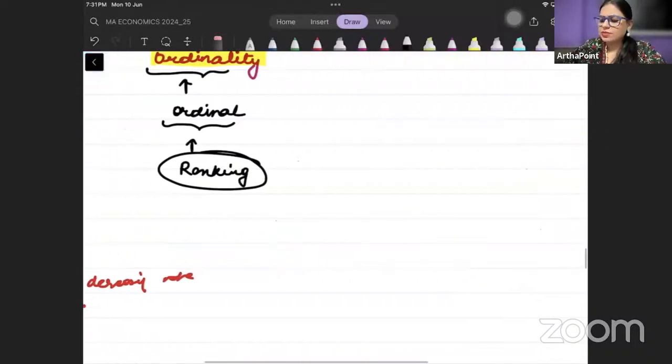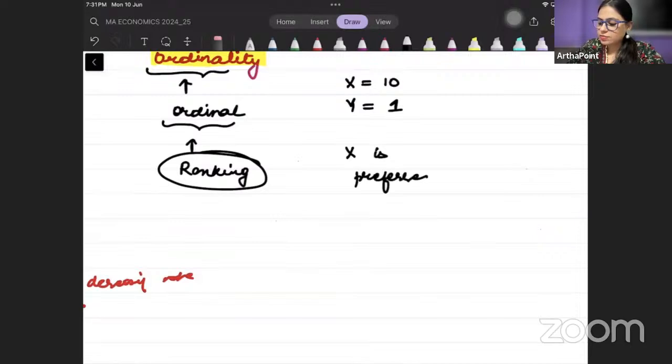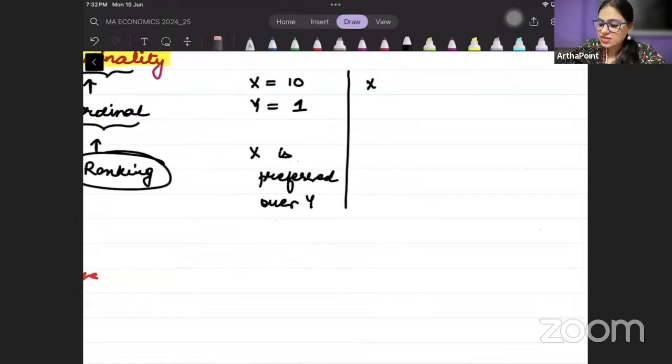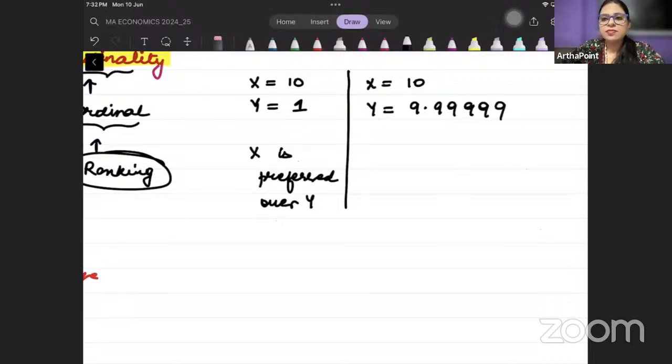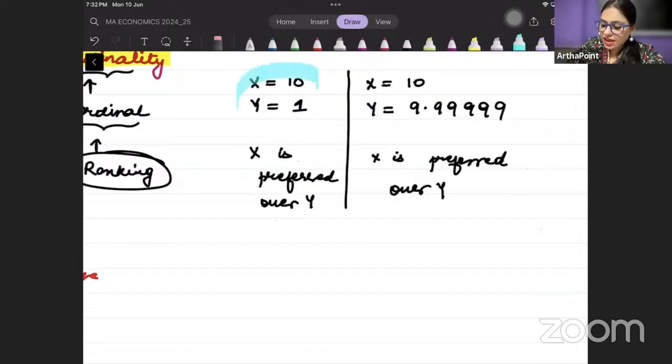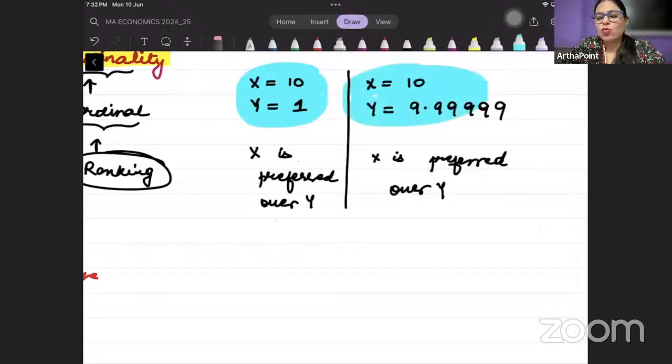So if you tell me that X gives you utility of 10 and Y gives you utility of 1, it means that X is preferred over Y. And if you tell me X gives you utility of 10 and Y gives you utility of 9.99999, then also X is preferred over Y. So ordinality says, I am not concerned whether we have this case or this case. I am not concerned with numbers. I don't care what this number is.